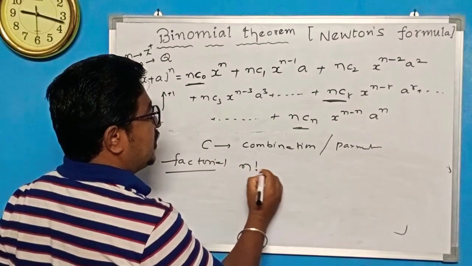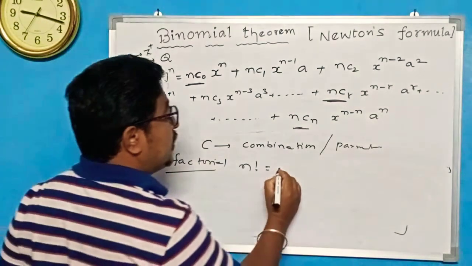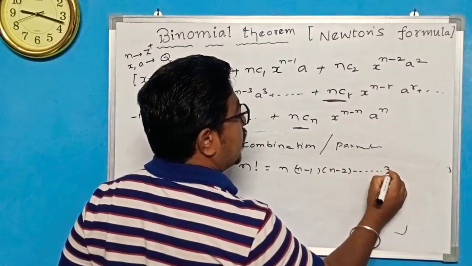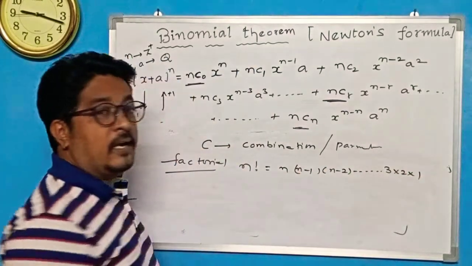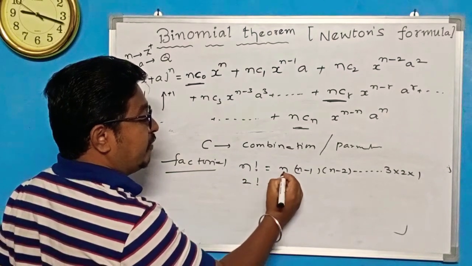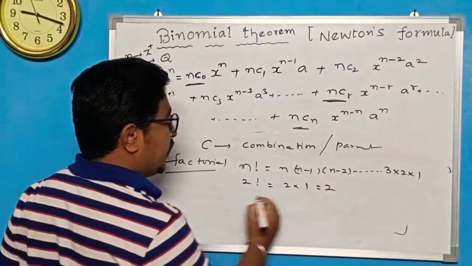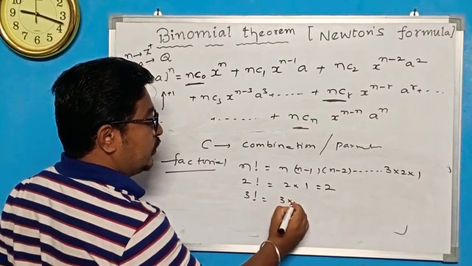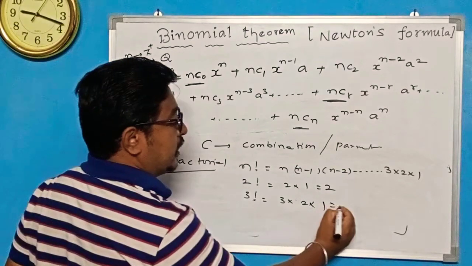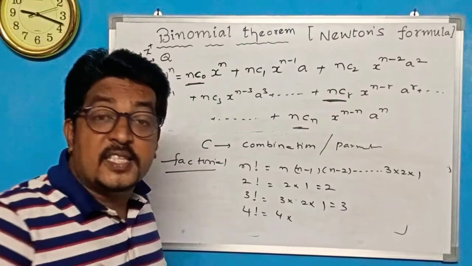This factorial, suppose n factorial. n factorial means n into n minus 1 into n minus 2 and so on, into 3 into 2 into 1. This is called n factorial. For example, 2 factorial, n value is 2: 2 into 2 minus 1 is 1, 2 into 1 is 2. 3 factorial: 3 into 3 minus 1 is 2, next 1, 3 into 2 into 1. 4 factorial is nothing but 4 into 4 minus 1, and so on.